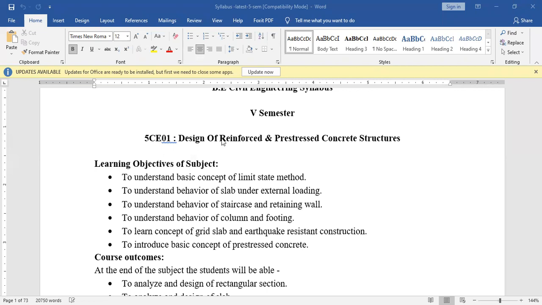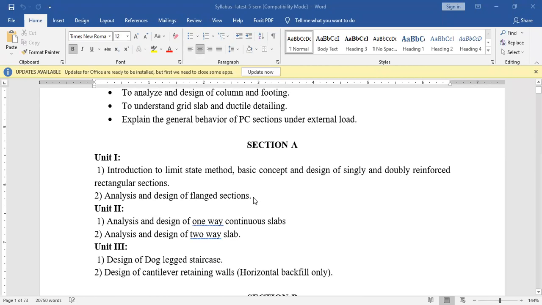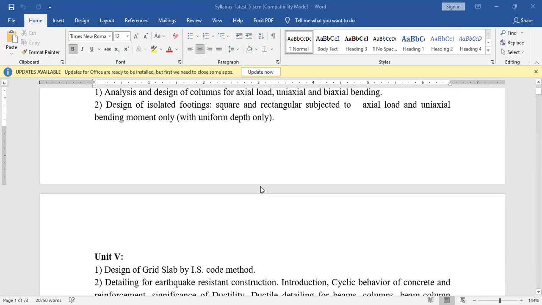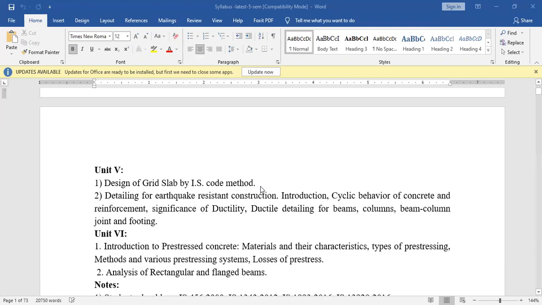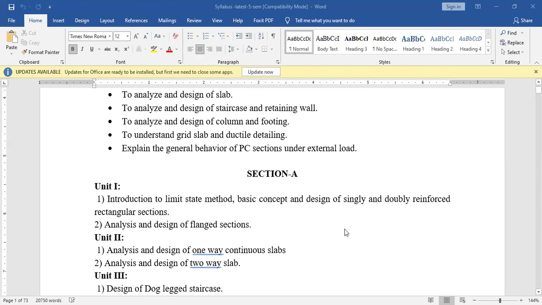In this subject, earlier we used to have the working stress method, and there was a problem related to the water tank, but that has been removed now. That was one change, and another change is this unit number 6, prestressed concrete, which is also added. Earlier prestressed concrete was not there, and in this subject, you need to learn LSM, that is the limit state method, as well as prestressed concrete.